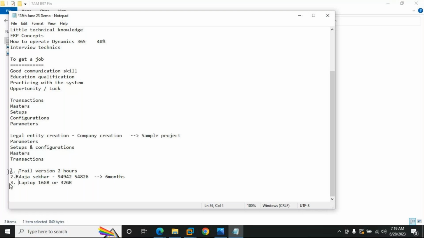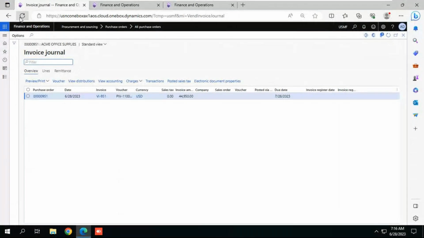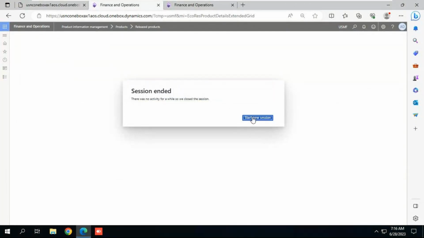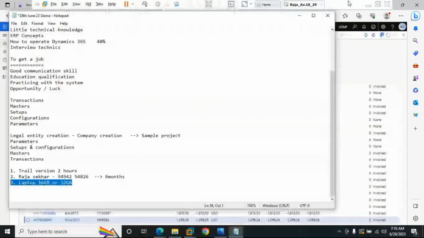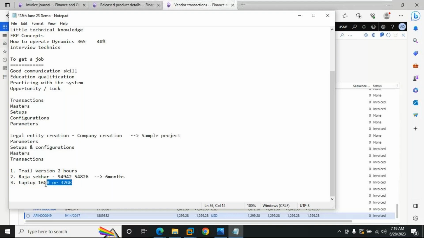This one is required if you want to install it on your laptop. This is my laptop, the application is already there. It is a 32 GB RAM laptop, installed in my local system, so I can work easily. For the other two options, even 8 GB RAM is enough. Nowadays any laptop has a minimum of 8 GB RAM, so any laptop is fine. You can discuss with Rajashekar, he will guide you.